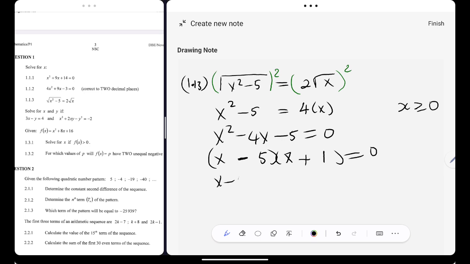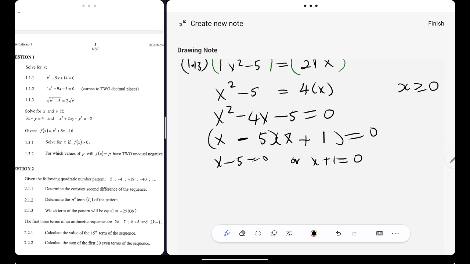And then now I have two things multiplied. The answer is 0. It simply means the first one is 0 or the second one is 0. Then that means x is 5 or x is negative 1. But this one is not applicable. Therefore, x is 5 only.